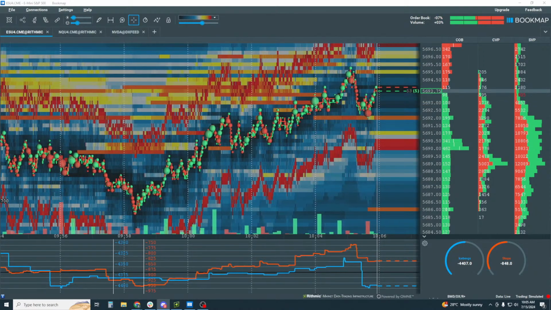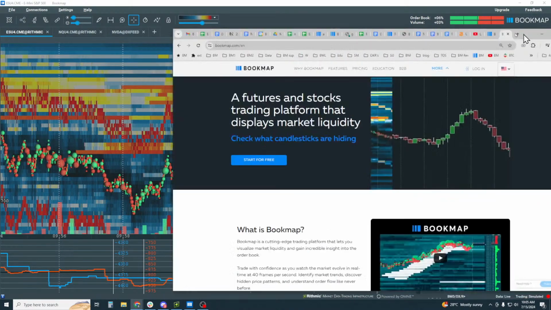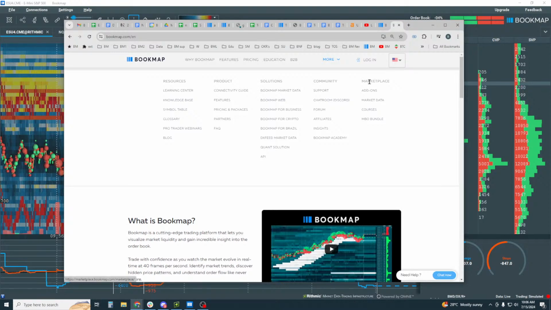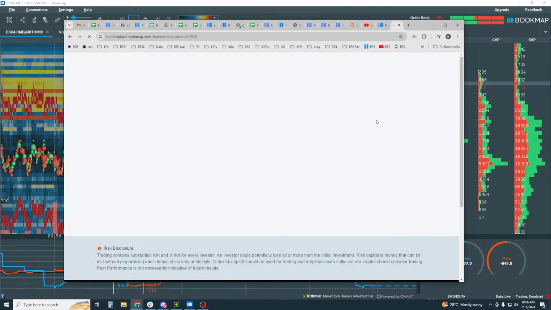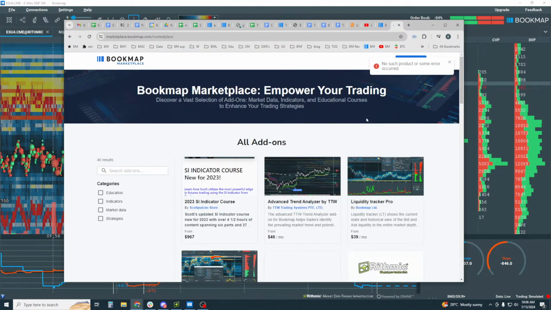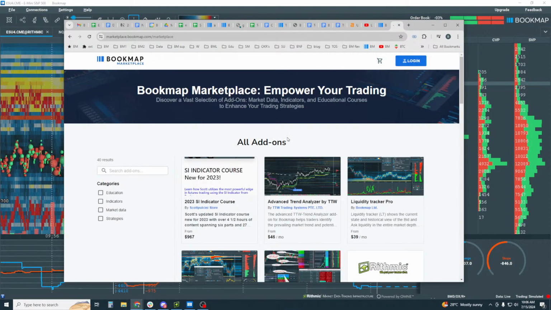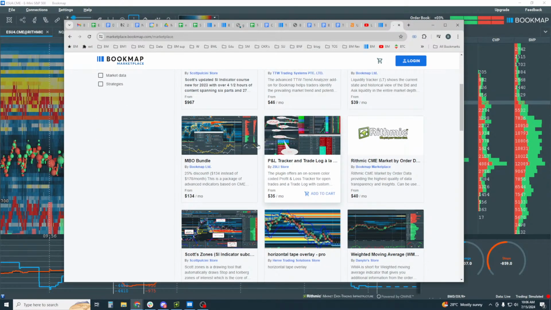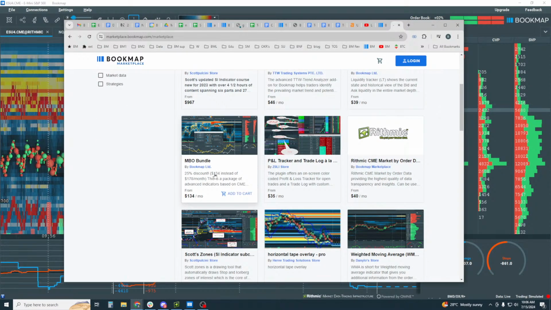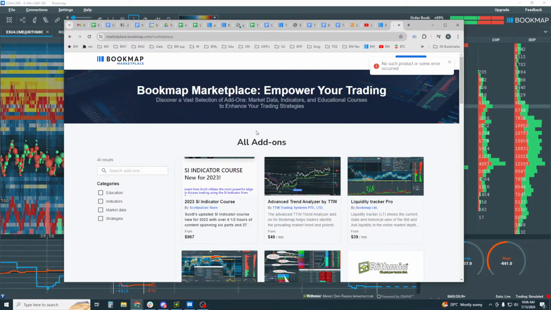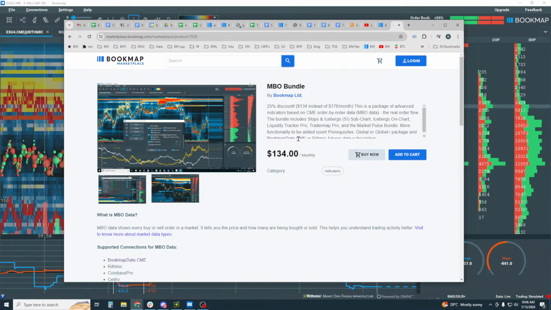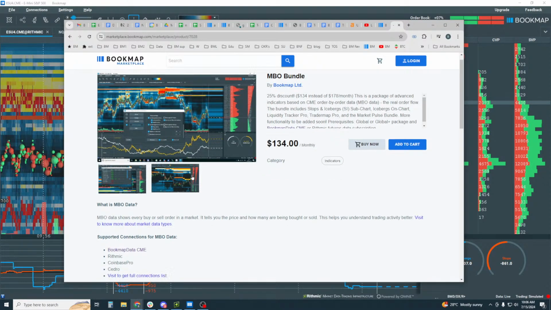Here, I'll show you where you can find it though. If you go to bookmap.com, click on the More button, and then go to the Marketplace. In the add-ons, you can see it right here: MBO Bundle. Click on that, and it'll take you right to it. You need to scroll a little bit. Okay, there we go. Click on the text MBO Bundle and it'll take you to it. All right, and this is what you get.